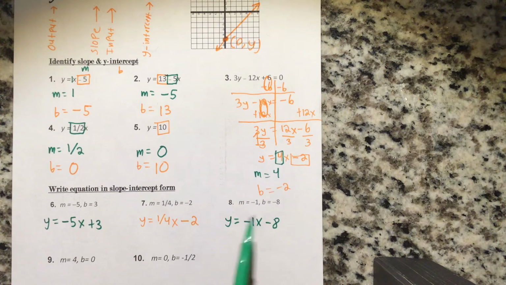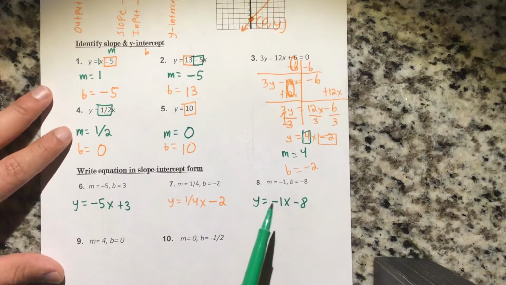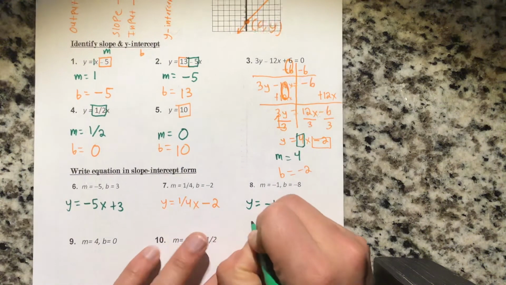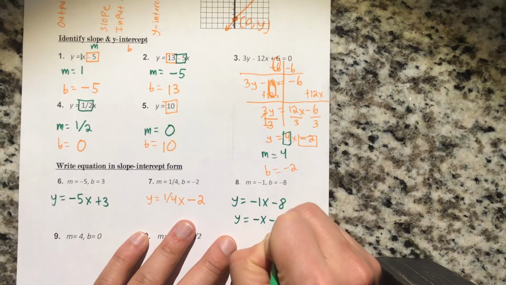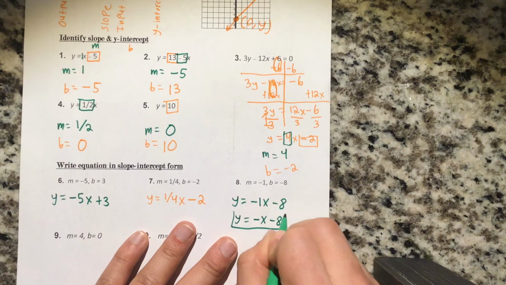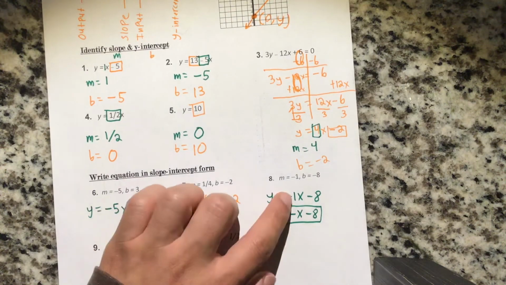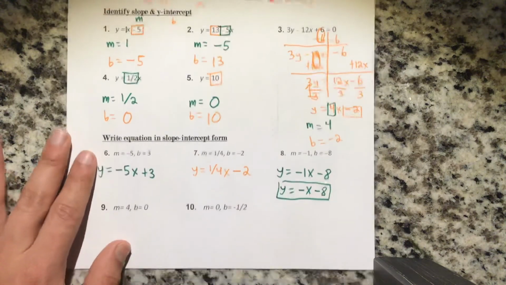But normally you don't see equations like this with the -1x, okay? Because remember, just like up here, when you have an x by itself, there's an imaginary one, okay? So here, instead of this -1x, we can rewrite this as y equals -x minus 8, okay? That's the proper way to write it, okay? So this is correct, right? But this is proper. This is how you're going to see it on tests and all that kind of stuff, okay?